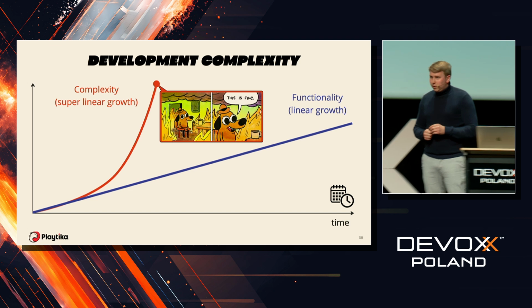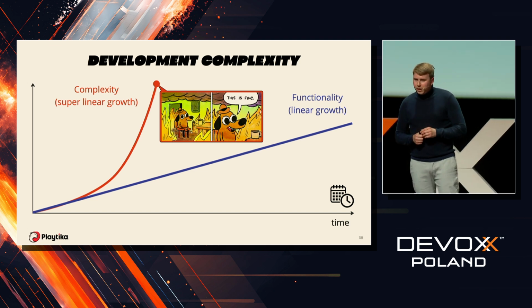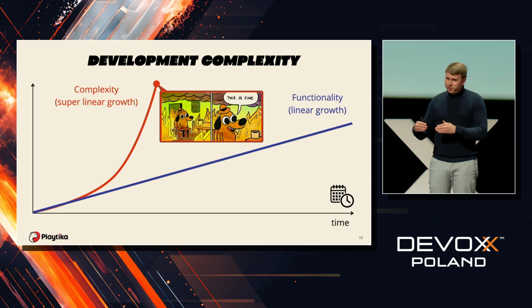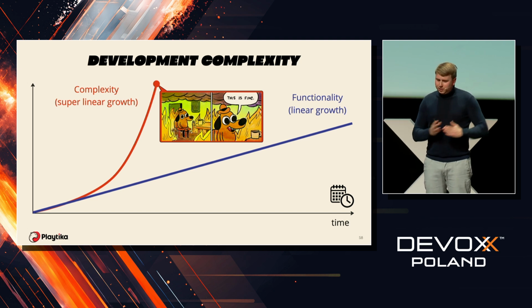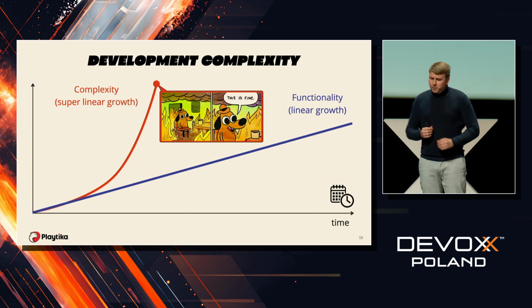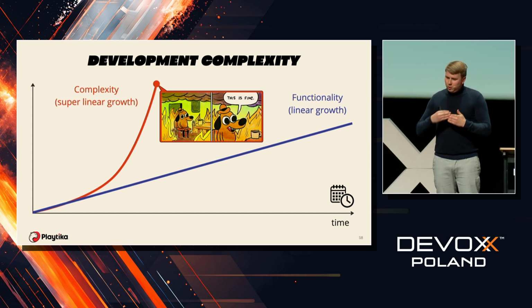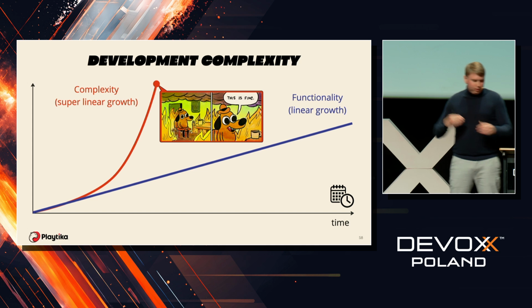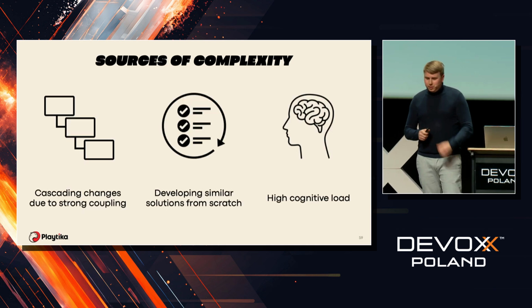So the driver for architecture 2.0 is complexity growth. Whenever we add new functionality, and functionality grows linearly, the complexity grows super linearly. And whenever we add a little bit more functionality, we are reaching high complexity and struggling here. So what is the source of this complexity?